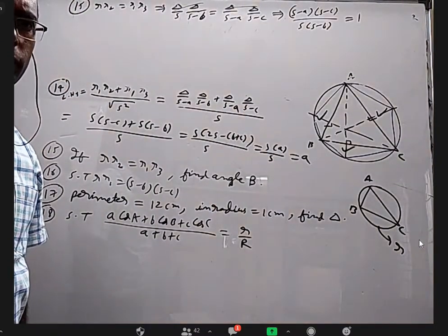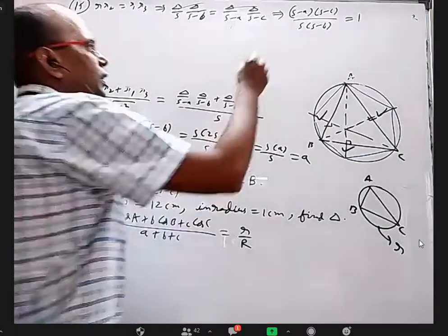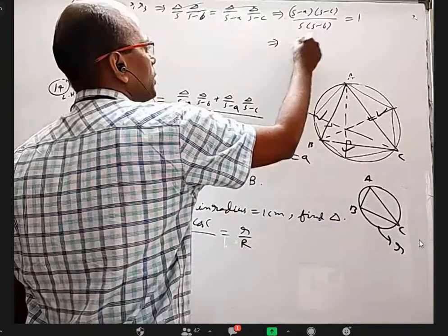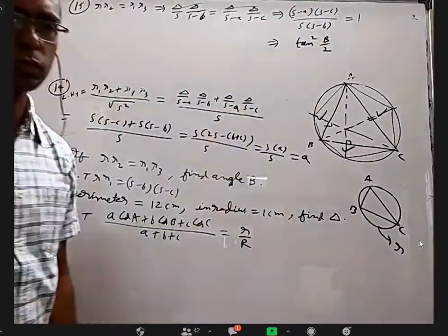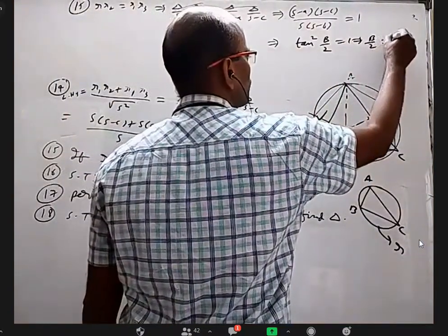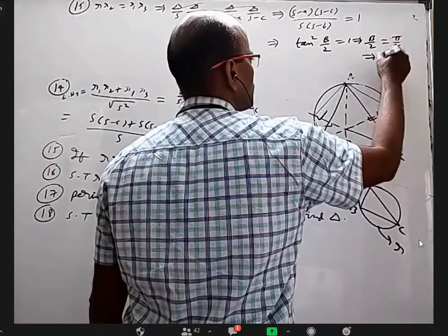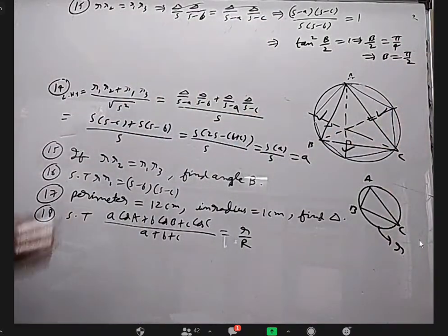Tan B by 2, under square root. Tan square B by 2. Yes, that's correct. If square root is there, it is tan B by 2. Not there. So tan square B by 2 is 1. So B by 2 is 45 degrees. So B is equal to 90 degrees. Somebody can expand and get to some Pythagorean, that is kind of thing also.